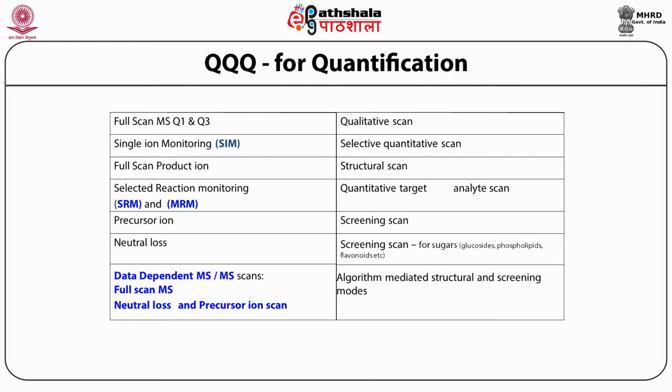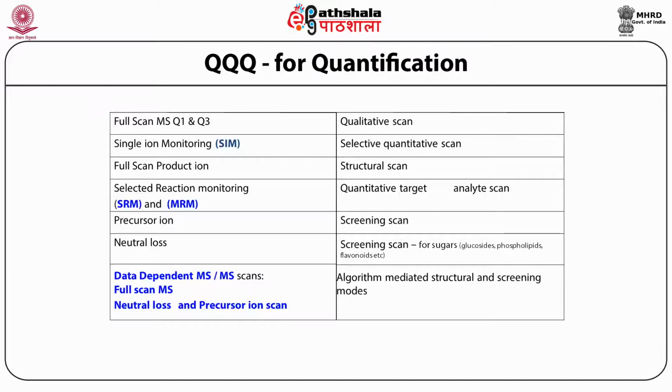Precursor ion analysis is again used for screening scan. Neutral loss is again used for screening scan, for example when you are trying to analyze glycosides, where you have a glycon and an aglycon, and sugars cannot be ionized, therefore their loss can be monitored. Or phospholipids or flavonoids, in all these cases, neutral loss scan is a very important one.